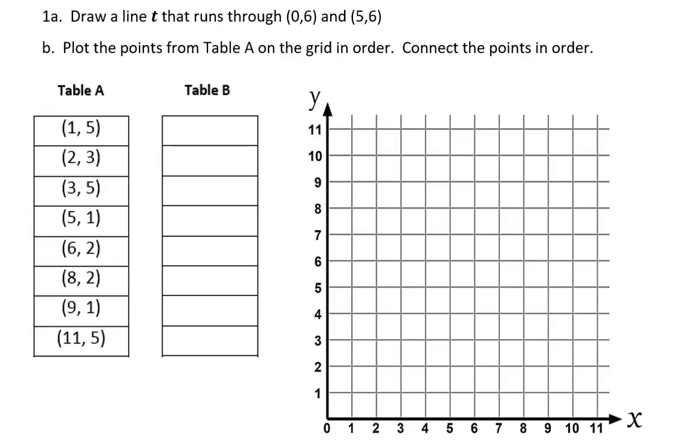The first direction says to draw a line T that runs through points (0, 6) and (5, 6). So let me label those points first. For (0, 6), I'll start at the origin. I'll stay on the 0 because my x-coordinate is 0, and then I'll just move up 6 and put a point there. And then for (5, 6), I'll start at the origin again, move over 5, up 6, put a point there. And now I'll connect those points and draw a line and label it line T.